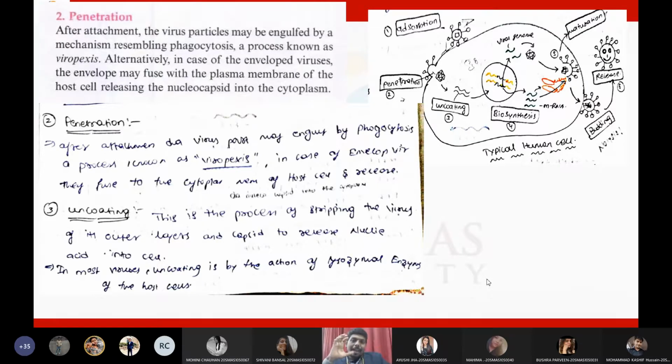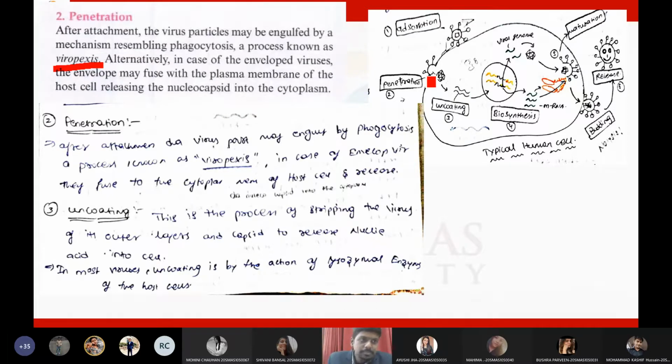Here, engulfment of a virus by a cell, engulfment of a viral particle by a cell, is called viropexis. Viropexis. Viropexis means it's phagocytosis only. Rather than bacteria as in phagocytosis, here bacteria is replaced by virus. So a cell will engulf the viral particle, and this mechanism is called viropexis. It is very similar to phagocytosis. So penetration is mediated by viropexis.